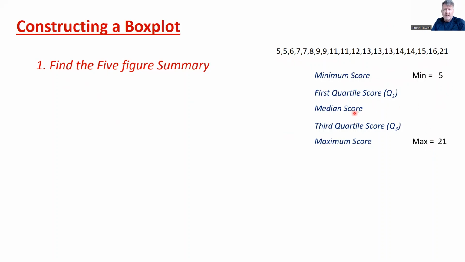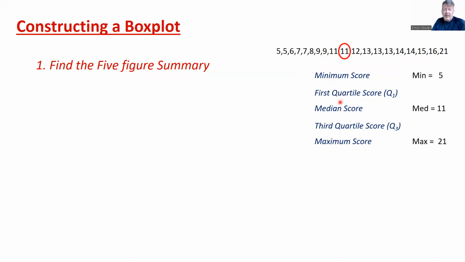Next easy one is the median score. Now, we did this in the last series of videos on Univariate Stats. The median score, remember the n plus 1 over 2? We've got 19 bits of data. So 19 plus 1 is 20 over 2 gives us our 10th score. So 1, 2, 3, 4, 5, 6, 7, 8, 9, 10. There is our median. Our median is 11.